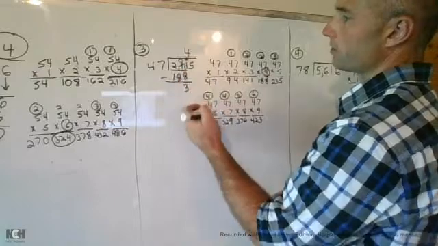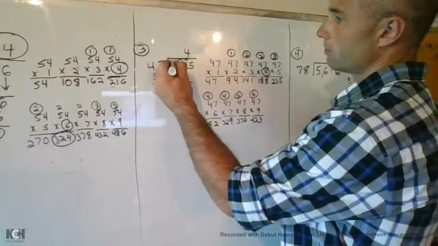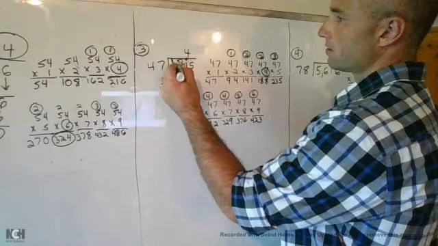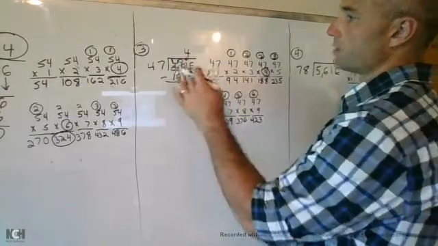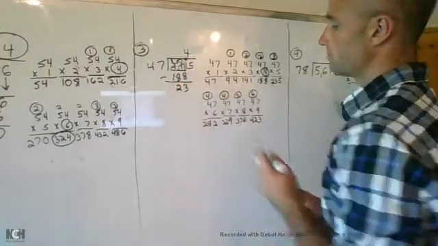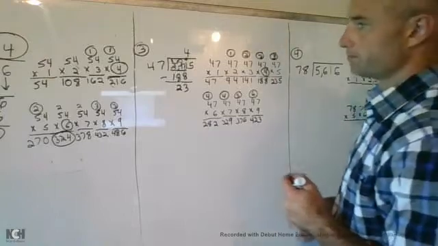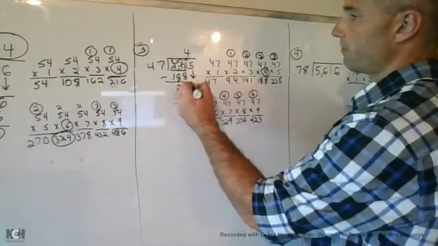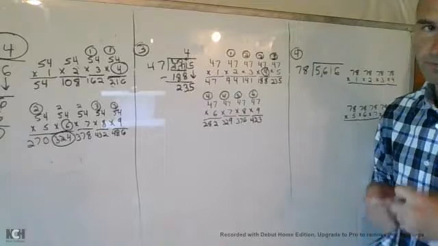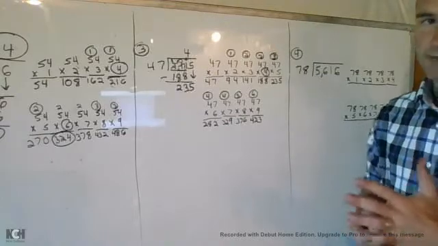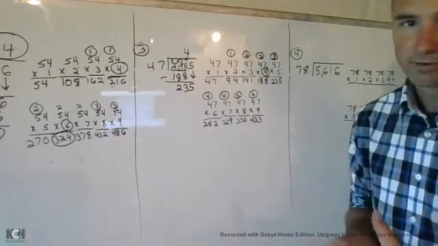I can't take 8 from 0, so I borrow from the 2. Make that a 1, make this 0 a 10. 10 minus 8 equals 2. Now I have 23. Bring down my 5. 235. How many 47s are going into 235?